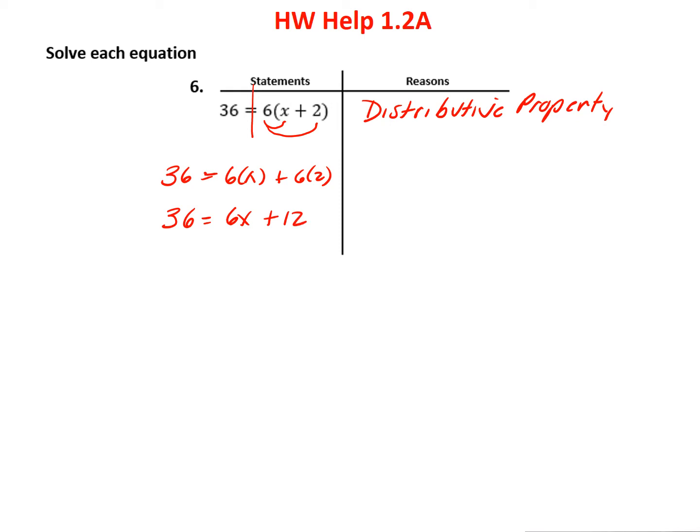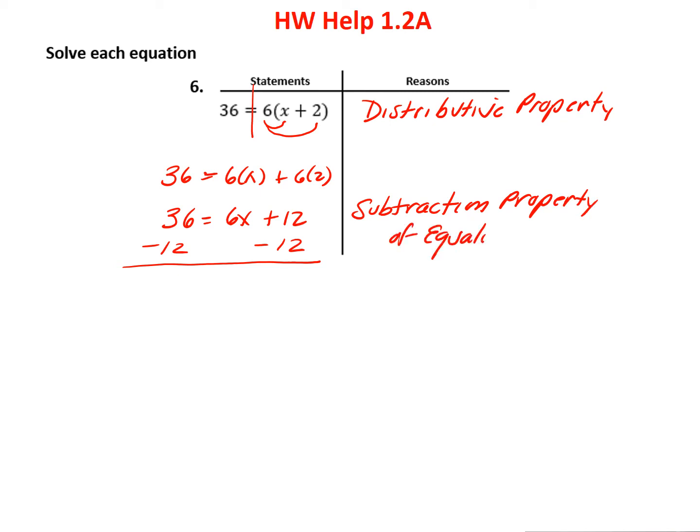Okay? So now we have our two-step equation. We have x being multiplied by 6 and then adding 12. We want to undo both operations, and we find it easier to undo the addition first. So the opposite of adding 12 is subtracting 12. And whatever we do to one side, we have to do to the other. This is the subtraction property of equality. So 12 minus 12, that's what we wanted to eliminate. And we end up with 36 minus 12 is 24 equals 6x.